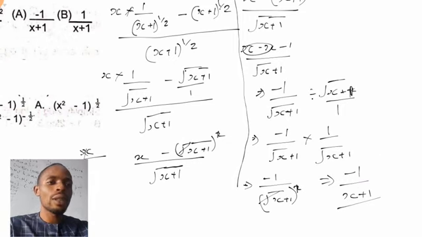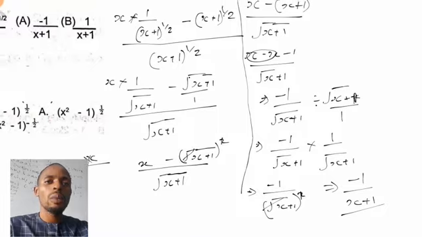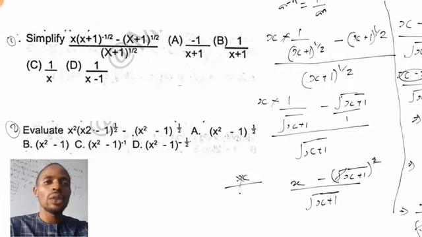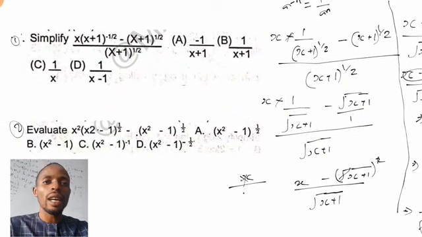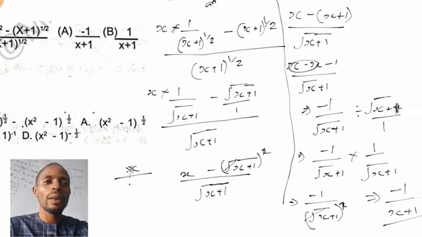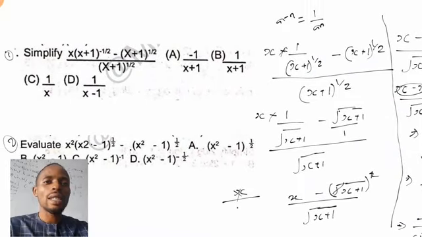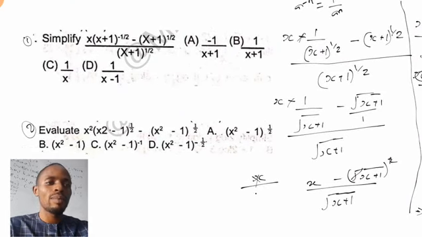So let's look at our options here. If you check the options, that is option A. So the answer is option A. So this A is the answer to this question.